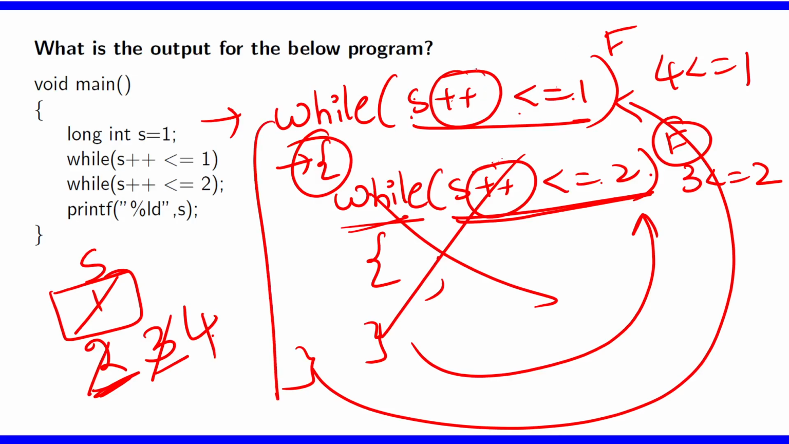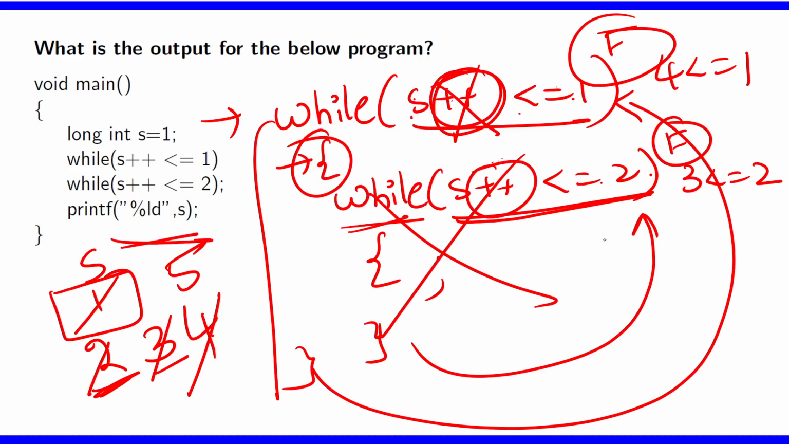Though it is false, there is something pending which I said I will come and do. Because of this, it becomes 5. This plus plus is done now. Now the result is false, you have to come out of the while loop. So I have to print the value of s, that is 5. I hope it's clear, right?